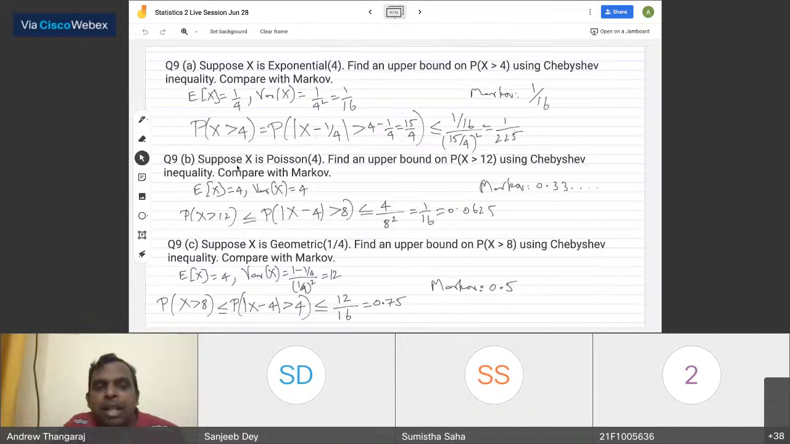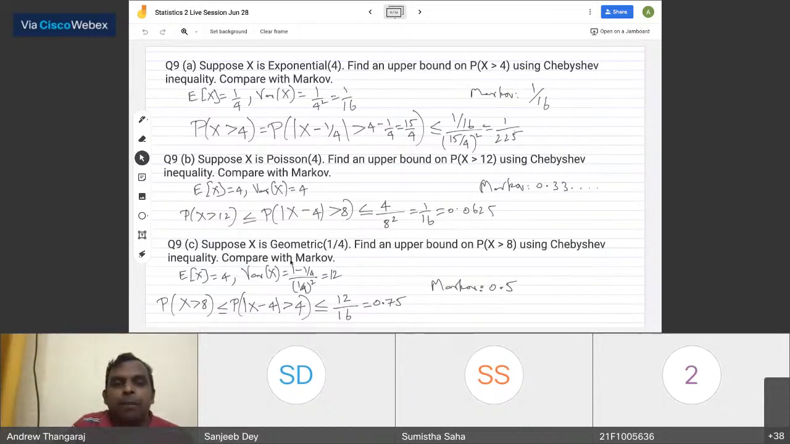Look at this next example here. X is Poisson. For Poisson, the expected value and variance are both lambda, here 4 and 4, and find an upper bound on the probability that x is greater than 12. You get that here. So you'll see, again, you have to write mod x minus 4 is greater than 8. It's less than or equal to 4, which is the variance, divided by 8 squared, you get 1/16.